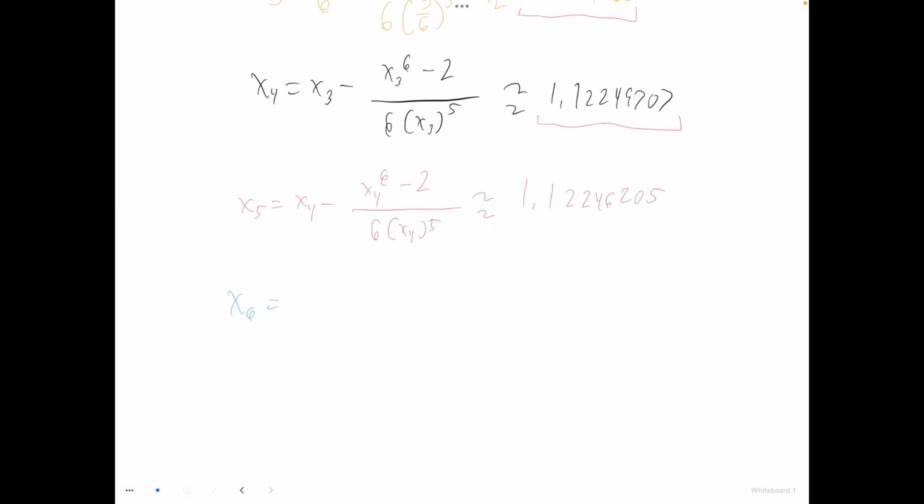So x sub 6 is x sub 5 minus x sub 5 to the sixth minus 2 divided by 6 times x sub 5 to the fifth, which is approximately equal to 1.12246205. And notice these are the same up to 8 decimals. They're the exact same for what I've written down. And so that tells us that the sixth root of 2 is approximately equal to 1.12246205. So that is our approximation to 8 decimals. And so that then gives us a way of computing these irrational values.